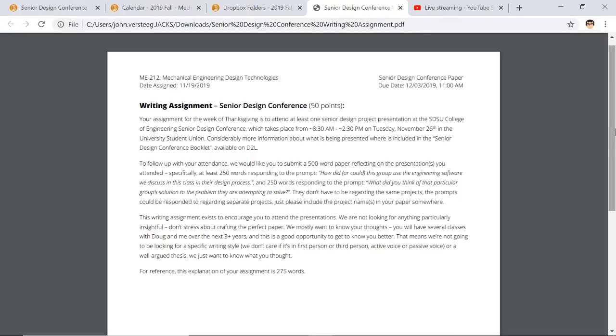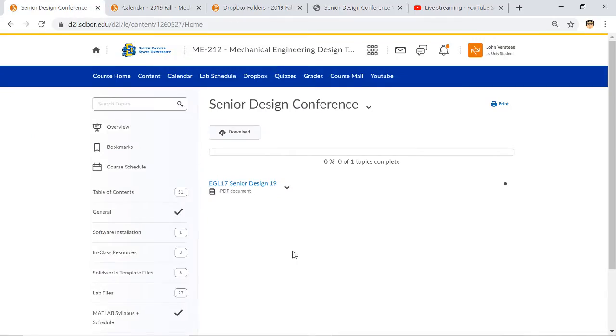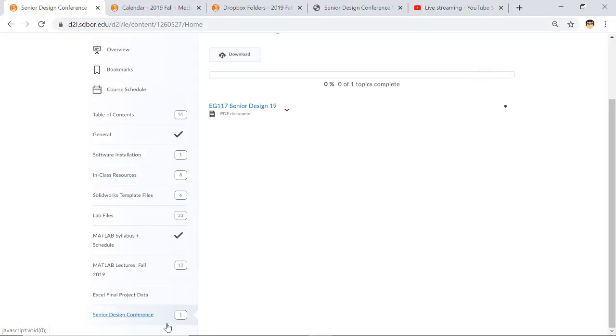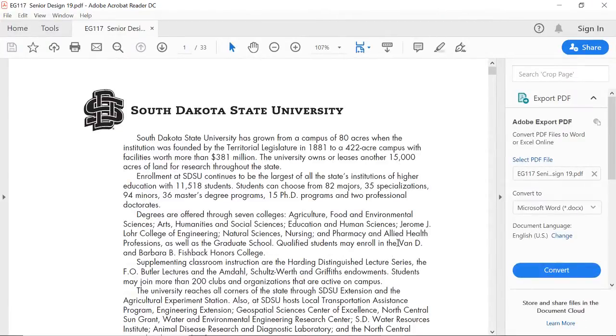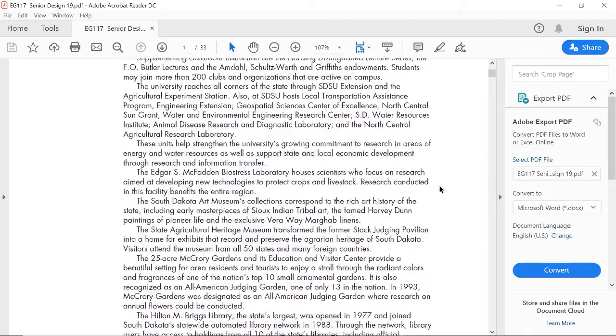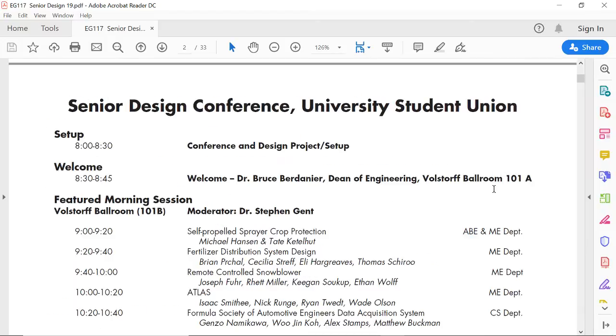If you're curious about what the projects are, I've attached the booklet to the content on D2L. It looks like this. It's under Content, Senior Design Conference, EG 117, Senior Design Conference 19. It is a 36-page PDF. The reason it is so long is because it has an abstract for each of the projects. So if you go to page 2 and 3, you can see a listing of the projects.